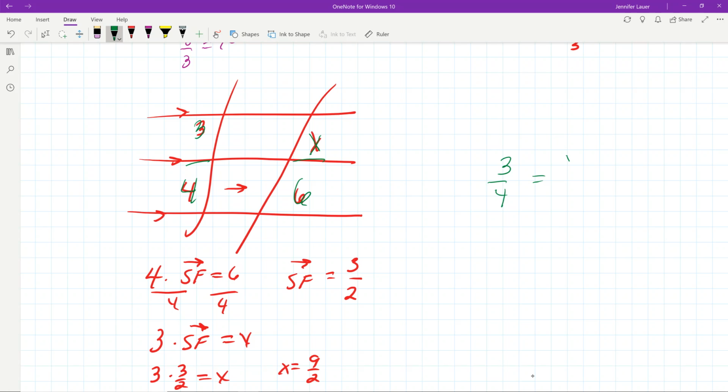Now, of course, my favorite way is 3 over 4 is equal to x over 6. It's like it's just set up perfectly for you. Cross multiply. x is equal to 18/4, which reduces to 9/2. And that is it for parallel lines cut by a transversal dealing with sides.